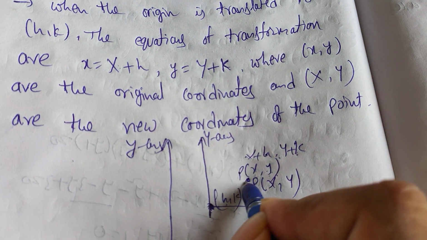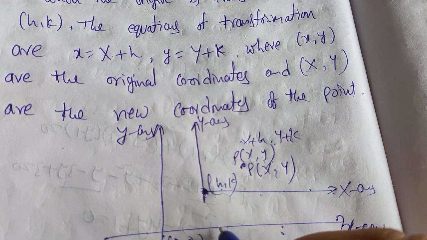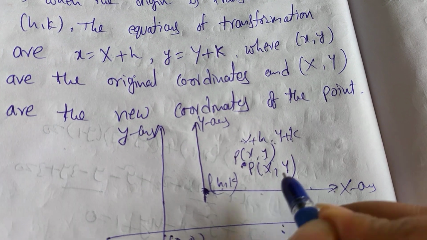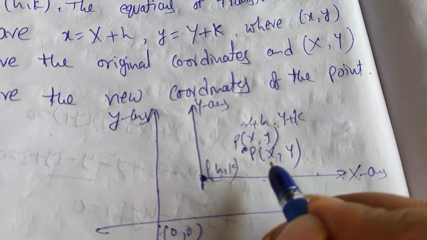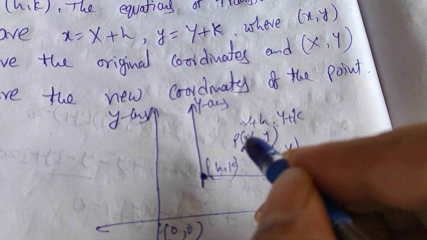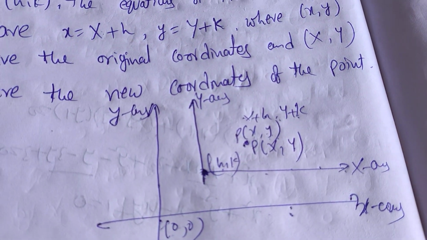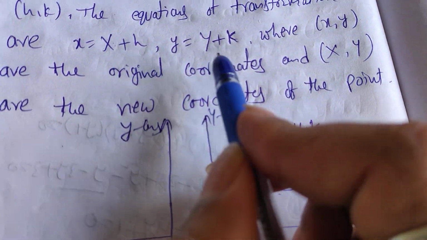Okay, same point, but according to the new coordinate axis, I am taking capital X comma Y. According to the original coordinate axis, I am taking small x comma y. Now I am going to derive a relation between capital X, capital Y and h comma k. That is nothing but x is equal to X plus h, y is equal to Y plus k.